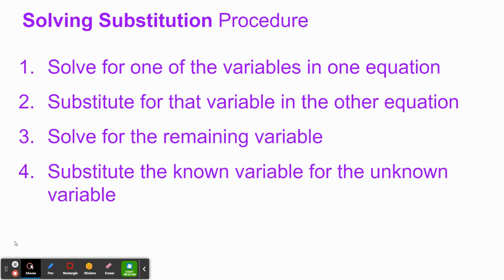Substitution. Before we get to an example, here's a procedure that you should write down for yourself. Solving substitution procedure. The first thing you do is solve for one of the variables in one equation. Oftentimes it'll be solving for y, like we do in slope-intercept form. We're kind of used to that, so that's a good place to start. The second thing we want to do is substitute for that variable in the other equation. Number 3, solve for the remaining variable, so we'd solve for x. And then 4, substitute the known variable for the unknown variable.